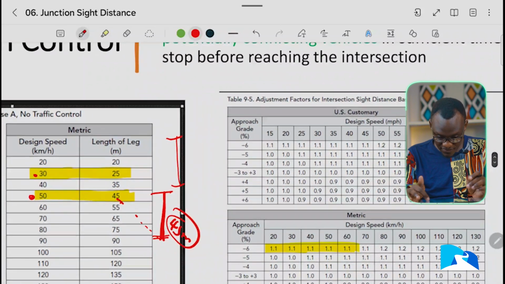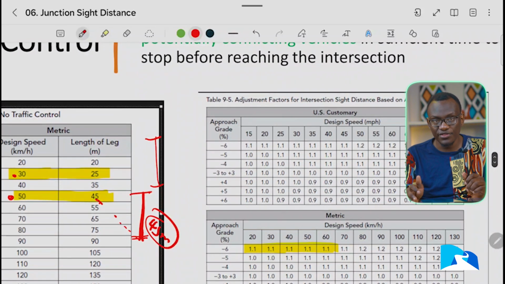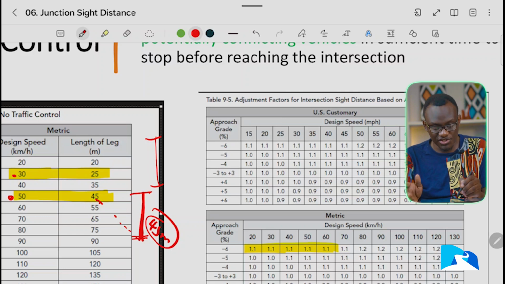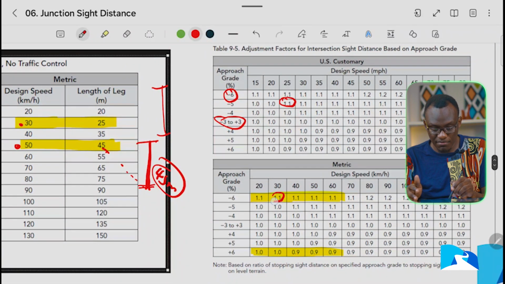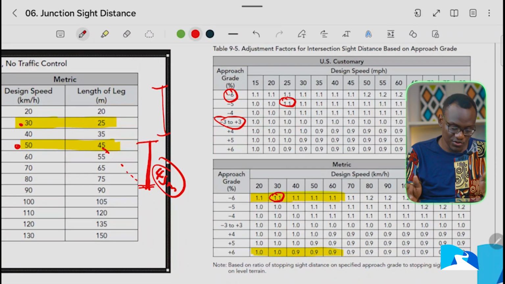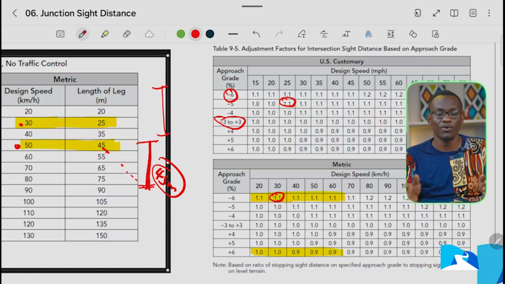Now, if the junction is located on a grade, for example, you cannot treat a junction located on a 6% grade the same as a 1% grade. So you're going to have something we call an adjustment factor. If the junction is 25 miles per hour, for example, you're going to have an adjustment factor. In this case, you would multiply your distance by 1.1. So if you go to 45 meters, multiply it by 1.1. The grade always influences this distance.